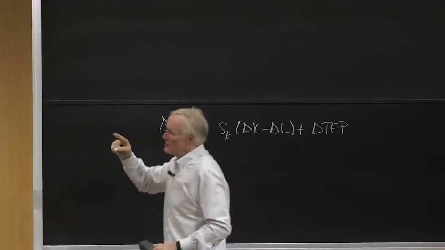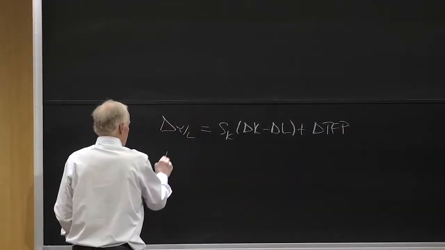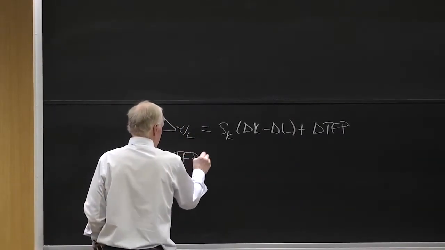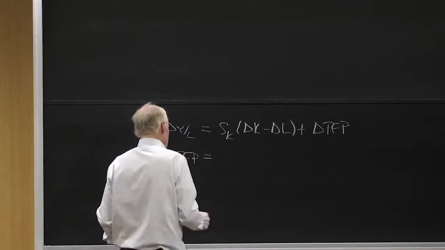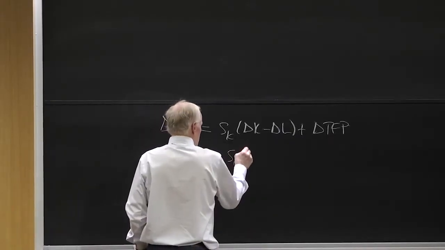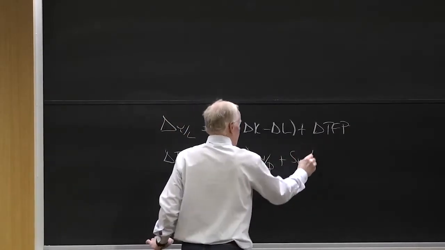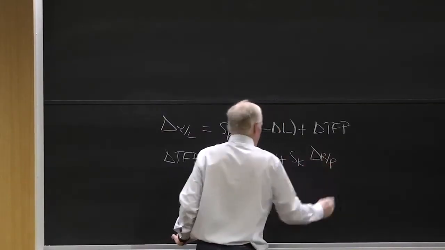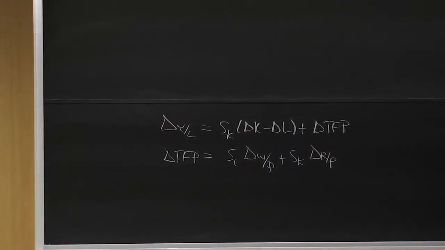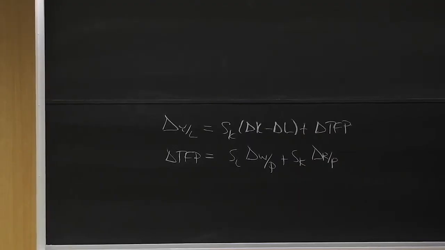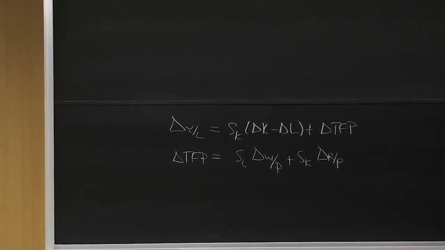My second equation I want to rearrange slightly differently. Delta TFP equals SL delta W over P plus SK delta R over P. All I'm going to do is take this delta P and distribute it between these two pieces. I'm going to put an SL of it with this one and SK of it with that one. Remember that those add up to 1. And I can have change in the real wage.